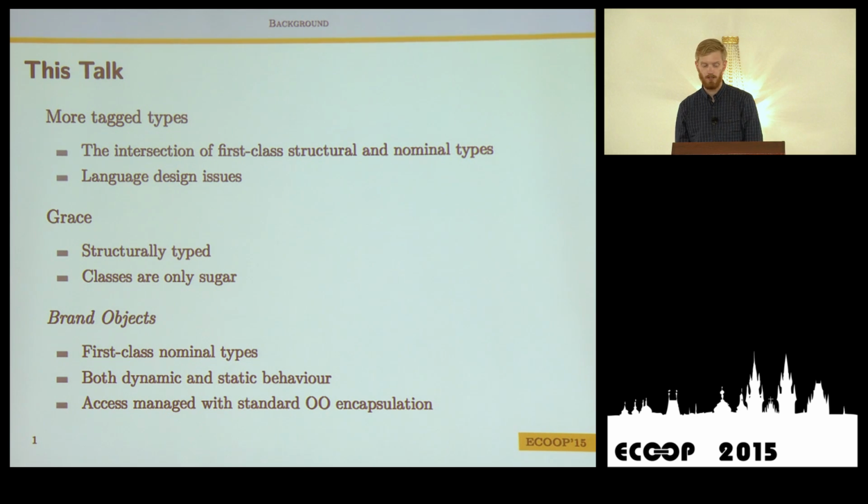And what we're talking about here are brand objects. They're these first-class nominal types that we've implemented in the language, and they have both dynamic behavior, so they have the instance checking that we have store tags, and also there's static reasoning about them to essentially get back to nominal types. And because they're just objects, we can manage the sort of things we'd want to do with nominal types using existing object-oriented features.